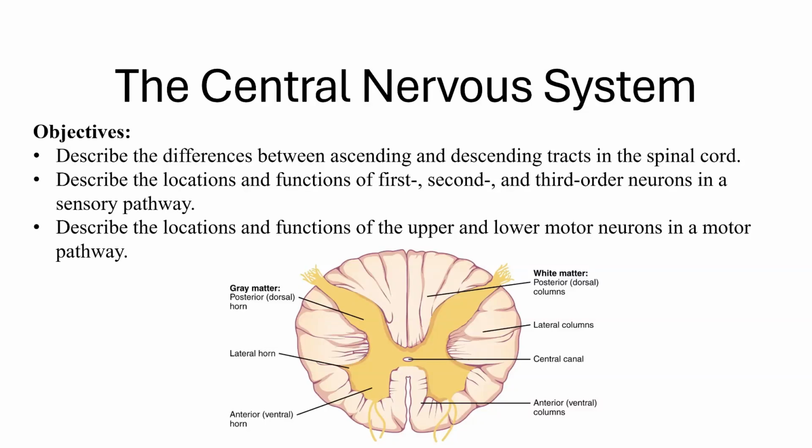In this video, you will learn about the major ascending and descending tracts of the central nervous system that relay sensory and motor information. Let's start with a big picture view. You can think of the spinal cord as a two-way information superhighway. Ascending tracts are like the incoming lanes that bring sensory input from receptors in your skin, muscles, and joints up to the brain for processing. Descending tracts are like the outgoing lanes, carrying motor commands from your brain down to activate specific muscles.